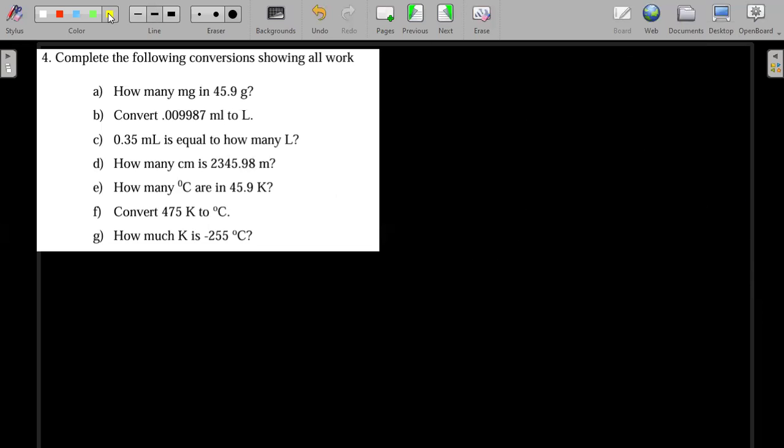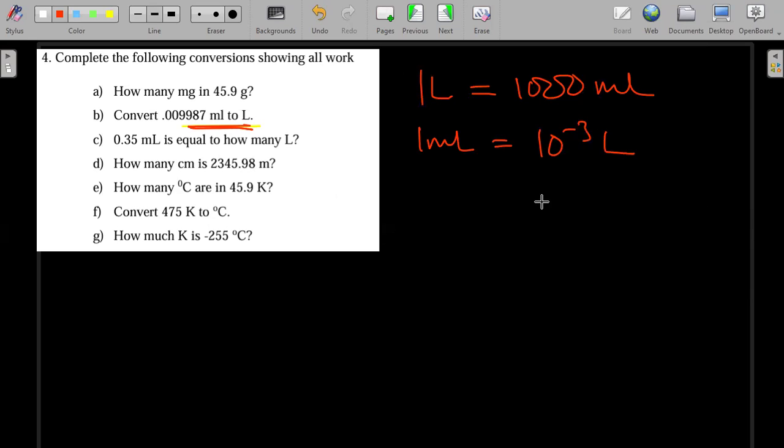The next one, the conversion units that we are using here, we are looking at milliliters and liters. So we know that 1 liter is equal to how many milliliters? 1,000. Exactly, 1,000 milliliters. Or you can say 1 milliliter is equal to 10 to the power -3 liters. Any of these.